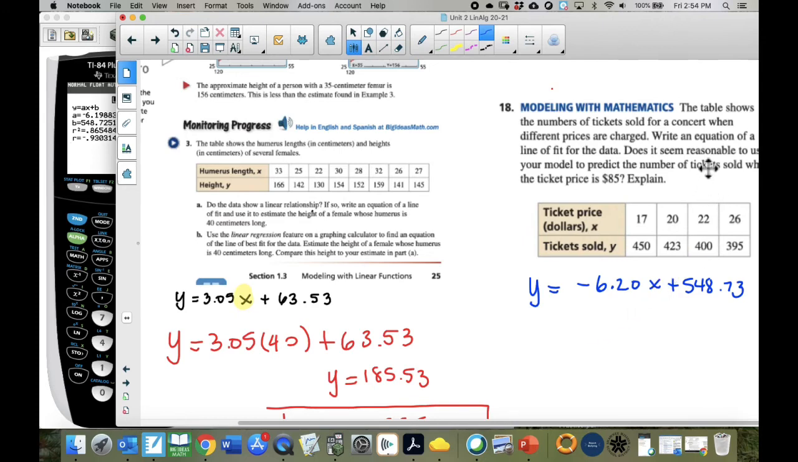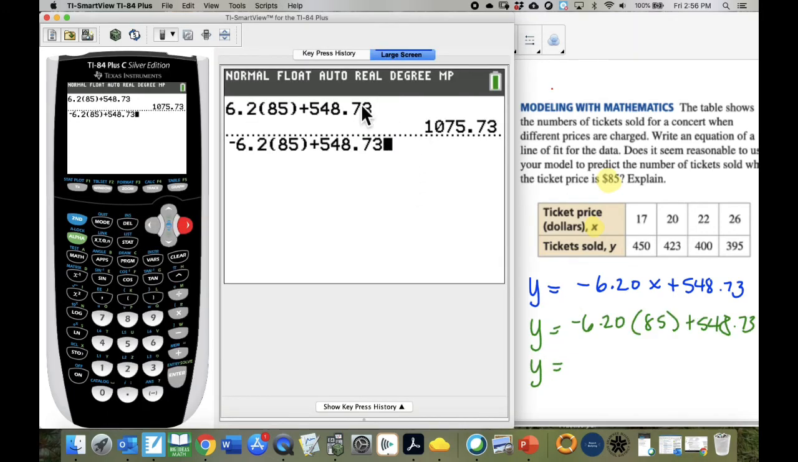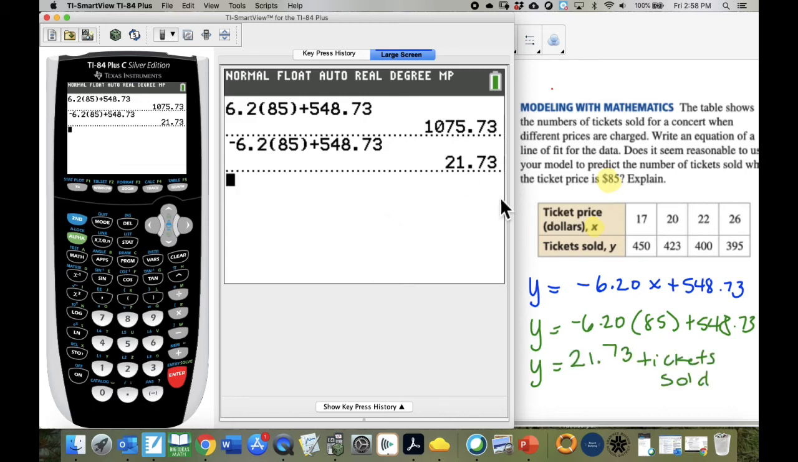Then, does it seem reasonable to use your model to predict the number of tickets sold when the ticket price is $85, and explain? Well, I don't know. Ticket price is $85, ticket price is X. Let me take a minute to plug it in. Okay, I made a mistake when I first entered it in, so now I have it as negative 6.2, which is what it's supposed to be, and it comes down to 21.73. Okay, when I plug that in, I get 21.73 tickets sold.